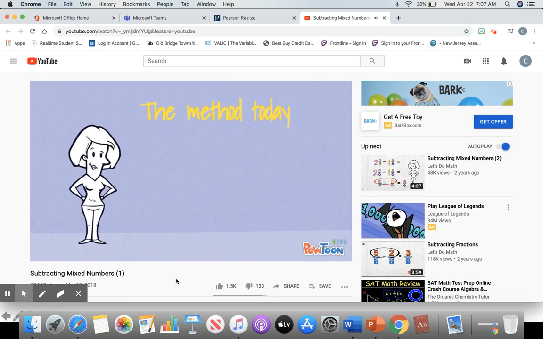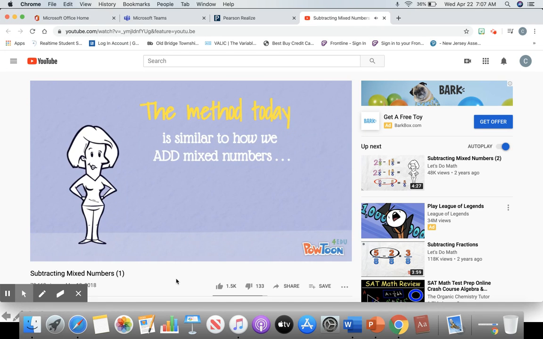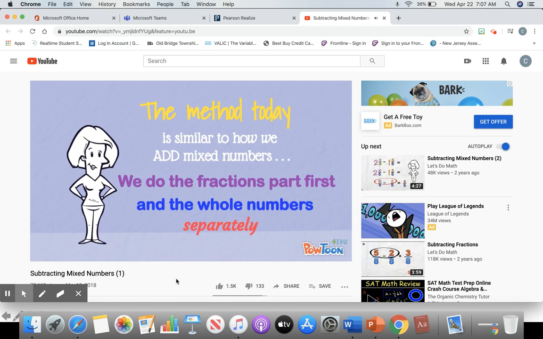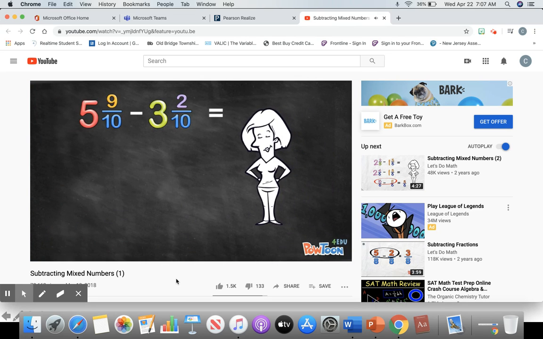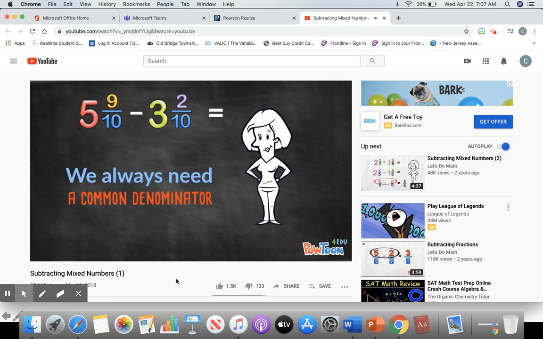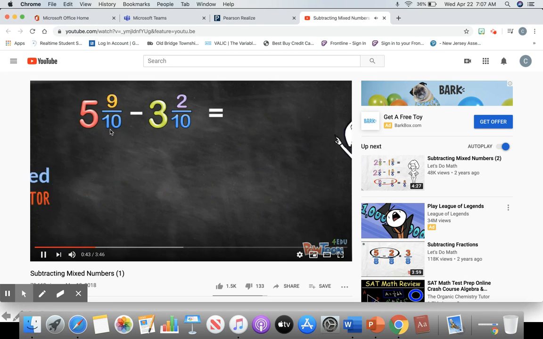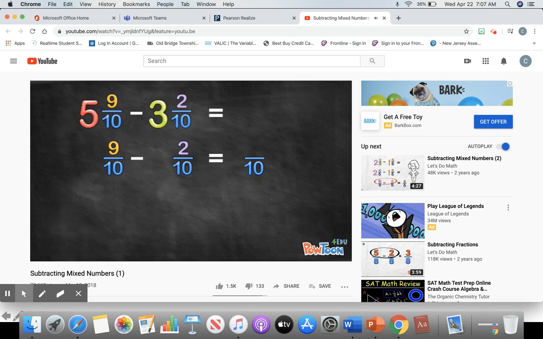The method for today is similar to how we add mixed numbers. We do the fractions part first, and we do the whole numbers separately. To work on any mixed number subtraction, we always need a common denominator, like we very conveniently have here. That means the same denominator for both fractions. We start with the fractions part. You know the denominator in the answer, it's 10. Now we work with the numerators. 9 minus 2 is 7, 7/10.